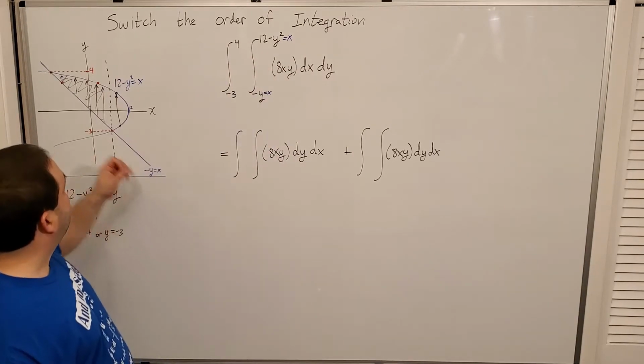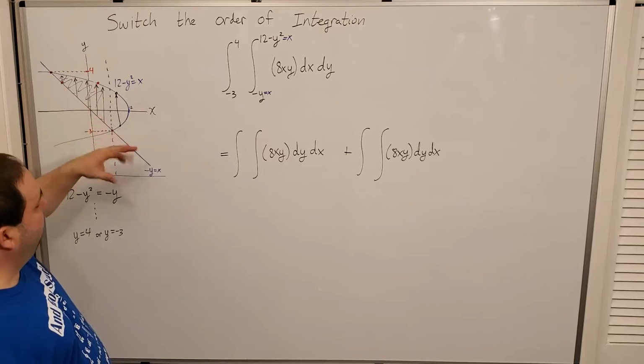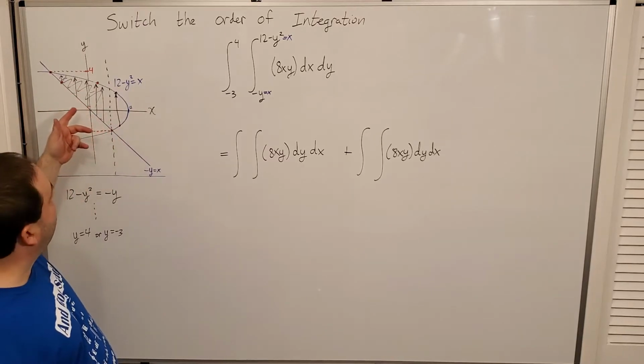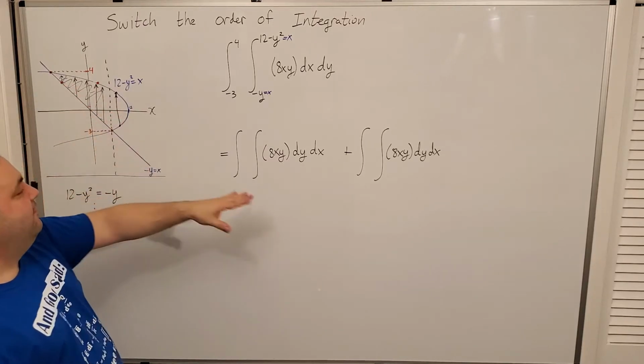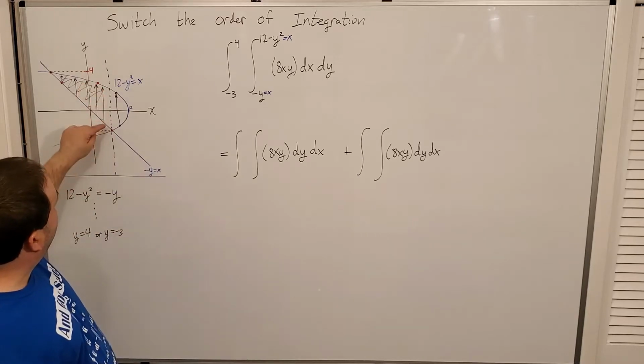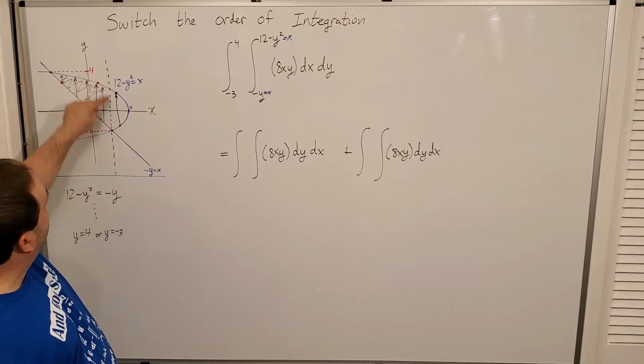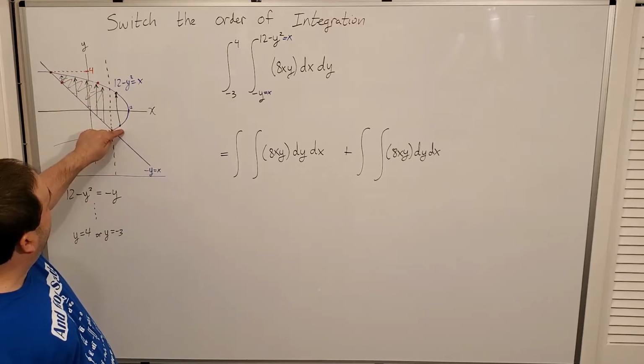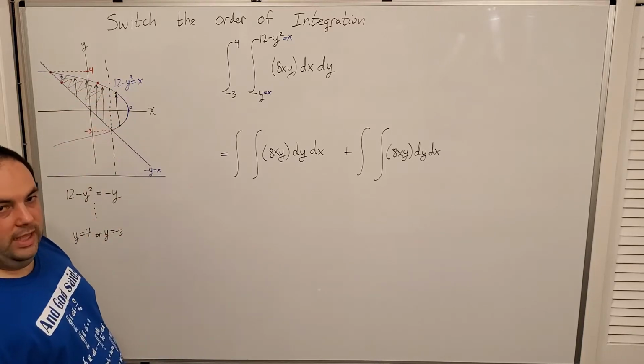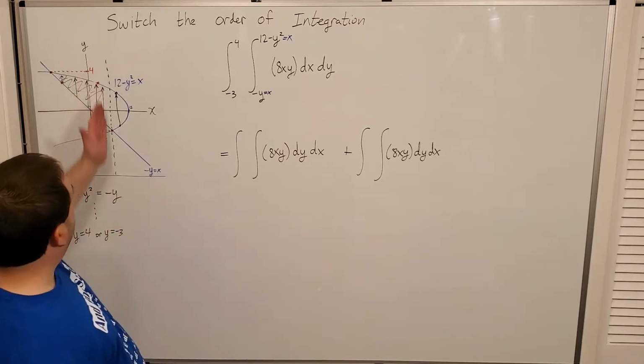Okay? And since I'm changing the dominance here, I'm switching the order of integration here, I actually have to do this split because of the way this integral goes from one object to another, and this region would go from a different object to that top. Okay? So I'm going to split it right there.